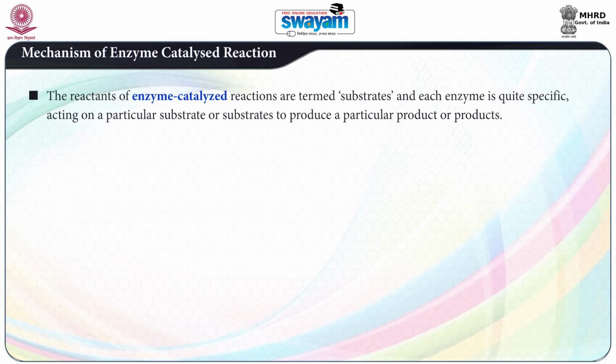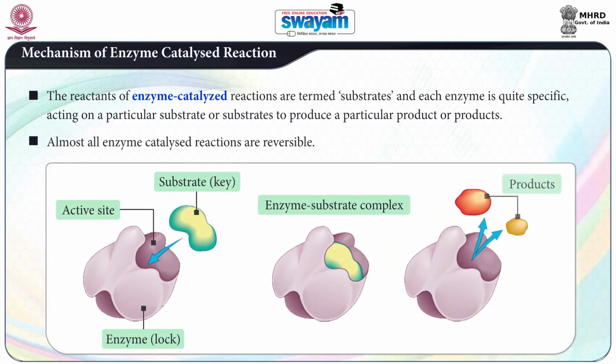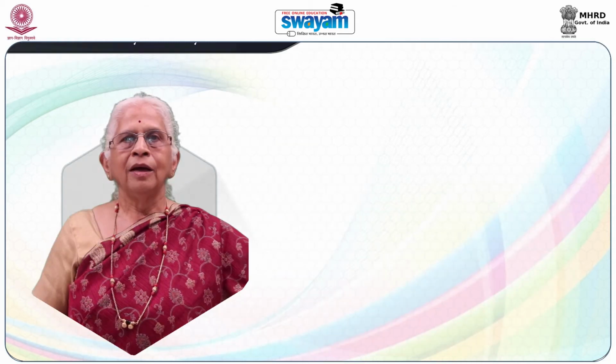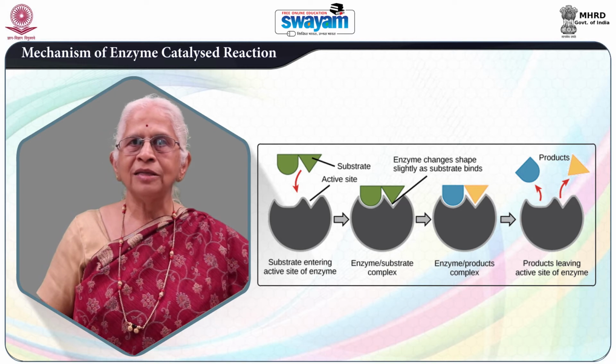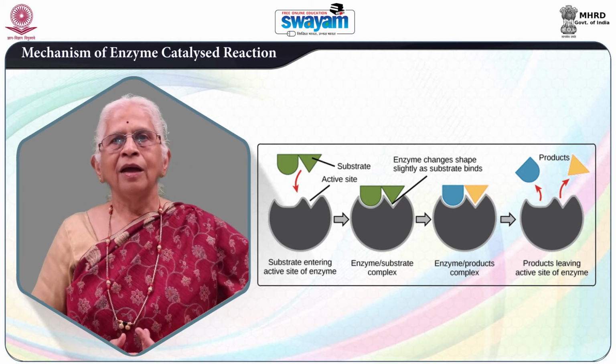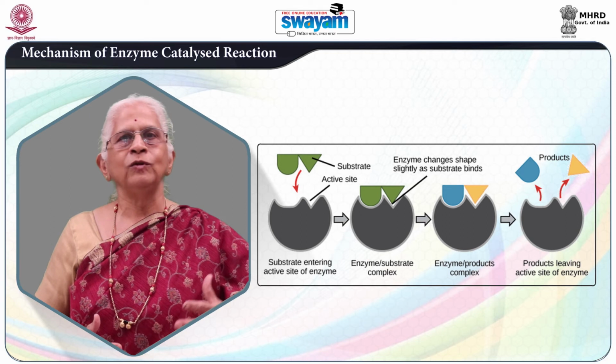The reactants of enzyme catalyzed reaction are termed as substrates, and each enzyme is quite specific, acting on a particular substrate or particular substrates, which we have already seen, and it also produces a particular product or products. Almost all enzyme catalyzed reactions are reversible. The mechanism for the enzyme activity is described as the lock and key theory. It utilizes the concept of an active site.